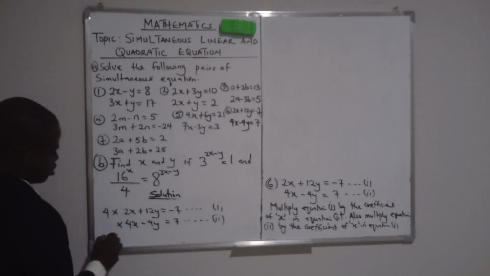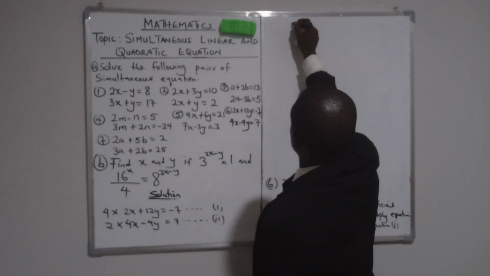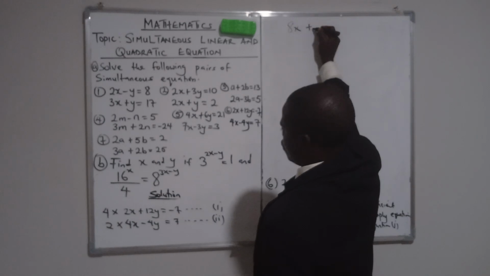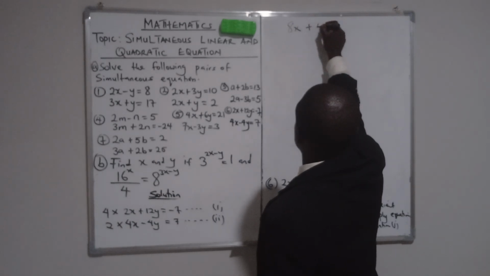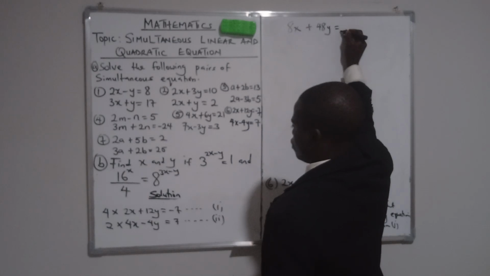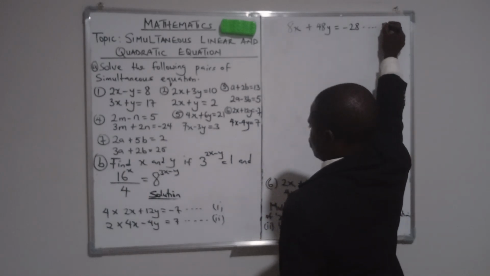Now say times 2. So multiply it. What you now have is 8x plus 48y equals to minus 28. That's equation 3.